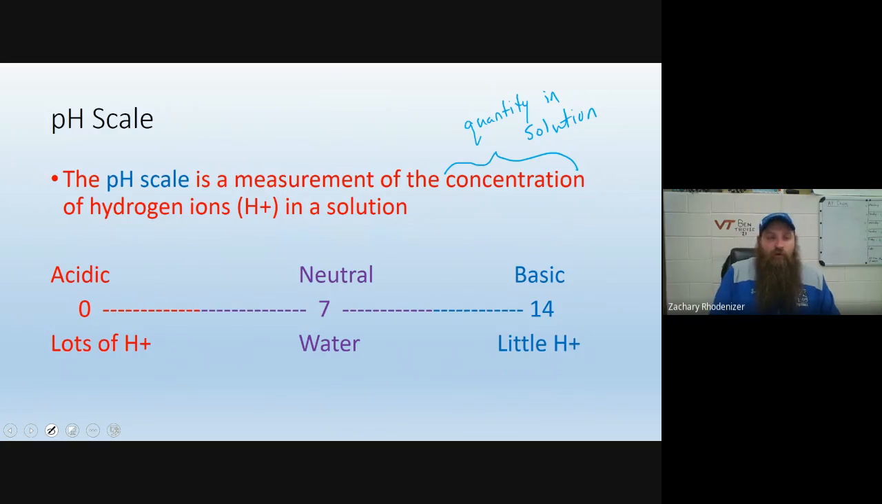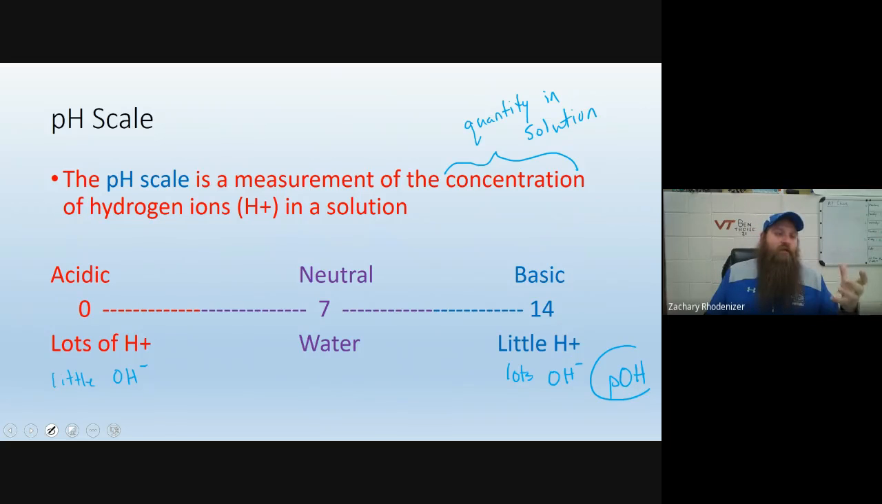Now, there is another scale. It's called the pOH scale, and it's just backwards. It would say little OH minus, lots of OH minus. This would be the pOH scale. You don't have to worry about the pOH scale. We just talk about pH in biology, but it is worth knowing that it is there.